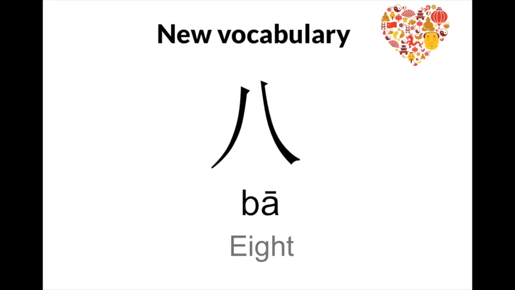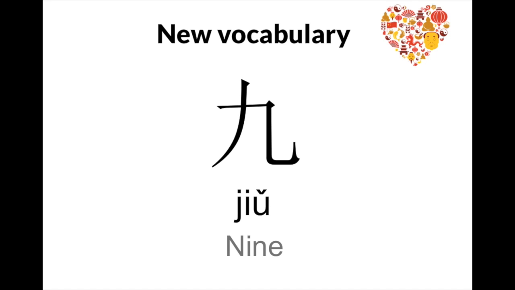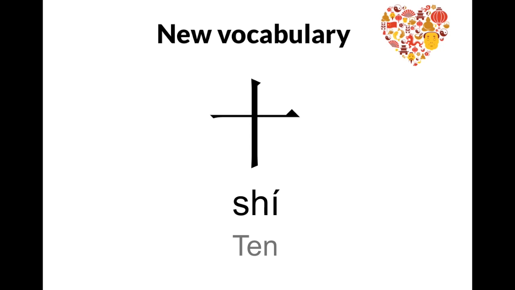Ba, first tone as well, means 8. Ba, 8. Jiu, third tone, meaning 9. Jiu. Shi, second tone, meaning 10. So now we've gone through all the numbers ranging from 0 to 10. So why don't you just pause the video for a second and see which ones from 0 to 10 you remember without looking back.